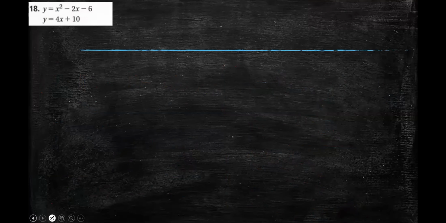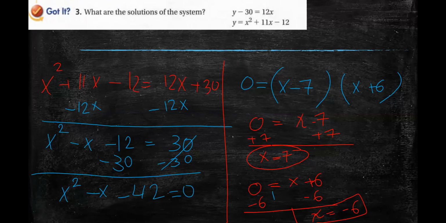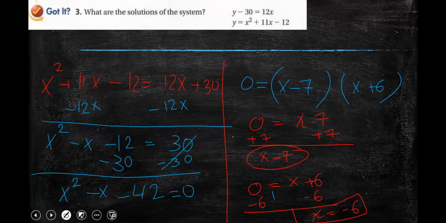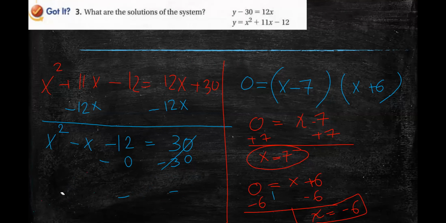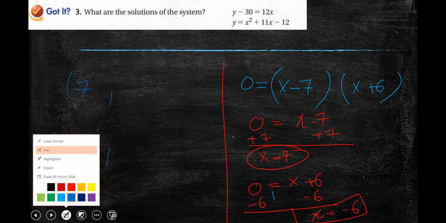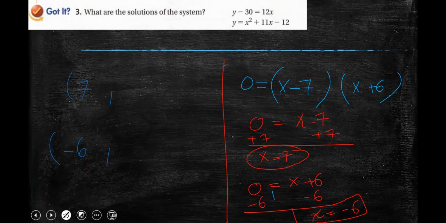So teacher, the coordinates of the x. Now let's find the y's. To find the y's, we have to substitute in one of the equations. Here, y equal 12x plus 30. We replace x with 7 and -6. So we have to replace here in the first one, which is y equal 12x plus 30.